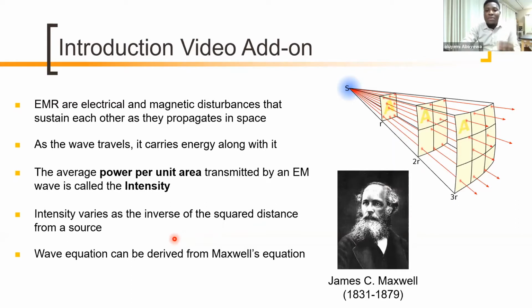For me to describe the motion of this wave and its temporal variation, I need some form of wave equation. And that wave equation can be derived from Maxwell's equations, which allow us to decouple the electric field component and the magnetic field component of this wave.